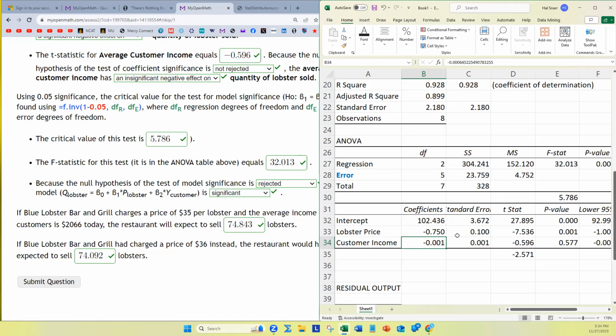So I think customer income probably is non-linear in the quantity of lobster sold, right? It's probably parabolic, probably a quadratic, where quantity demanded of lobster would go up at low incomes and then peak out at higher incomes. So it's probably quadratic. It's definitely non-linear, I think.